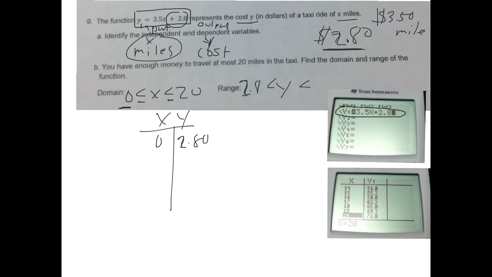Then we scrolled all the way down to 20 right here to figure out that the maximum cost, if we go all 20 miles, is $72.80. If we go 0, it is going to cost $2.80. If we go 20, it is going to cost $72.80, so we have to include those numbers in there. So that is the answer: $72.80 to go all 20 miles.